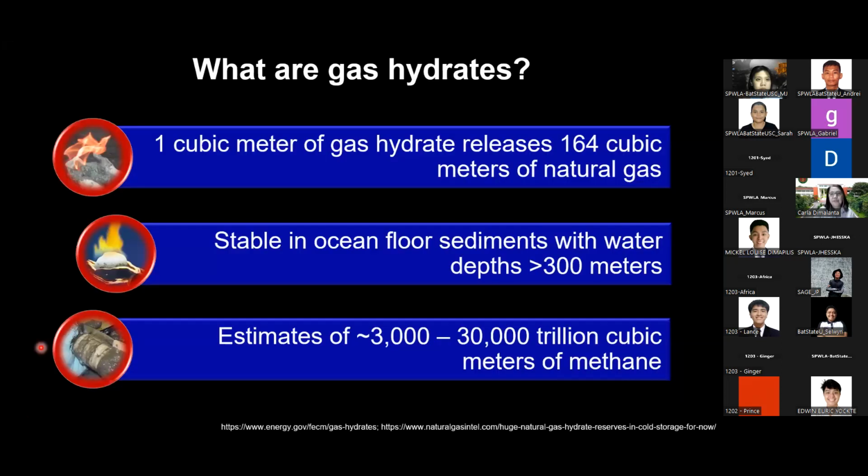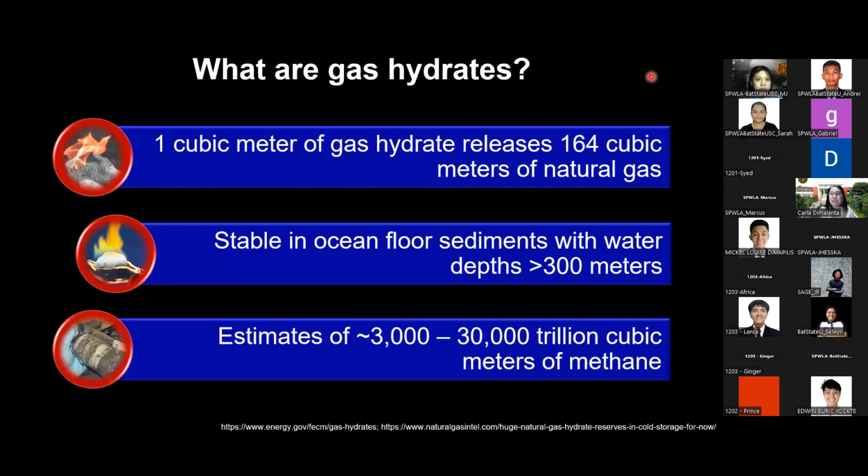Okay. So as mentioned, gas hydrates, if they are extracted properly, each cubic meter of gas hydrate is capable of releasing 164 cubic meters of natural gas. So you can just imagine the volume of natural gas that you can extract from just 1 cubic meter. So this is really what is driving all the interest in gas hydrate exploration.